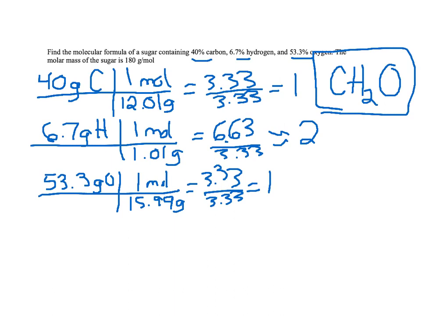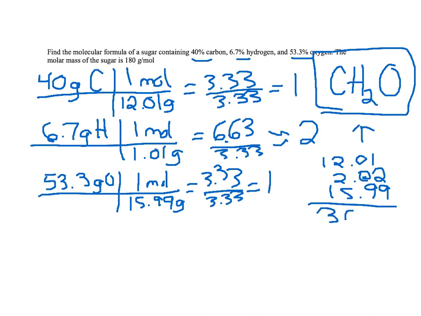The first step of finding the molecular formula is finding the molar mass of our empirical formula. So we're going to add 1 carbon, 2 hydrogens, and 1 oxygen. Add those all together and we get 30.02. Okay, so that's our molar mass of our empirical formula.